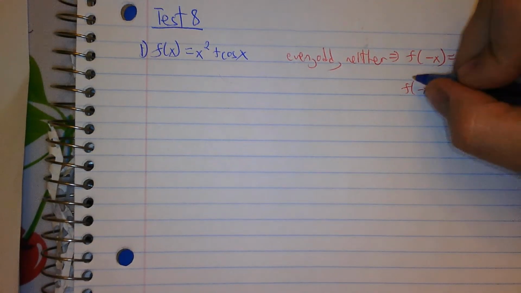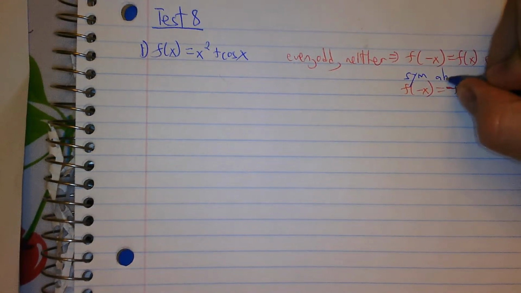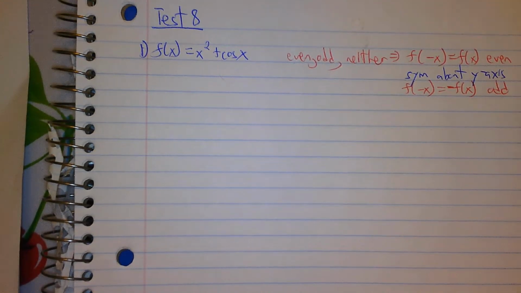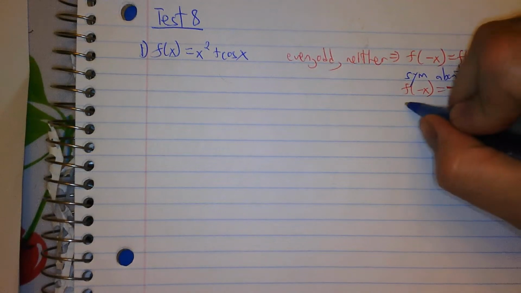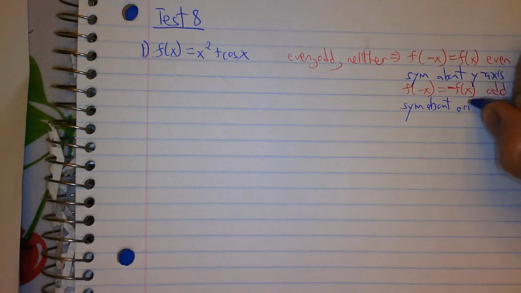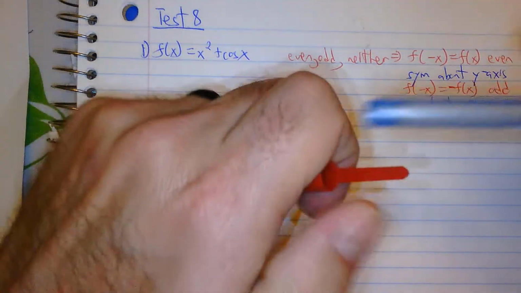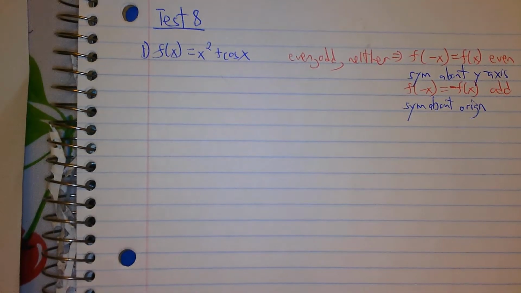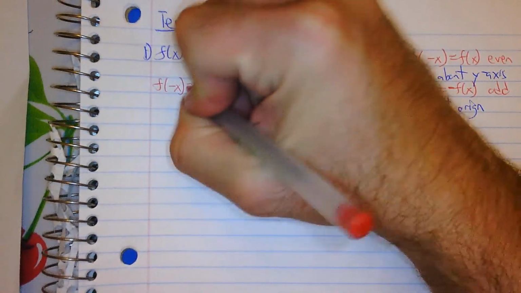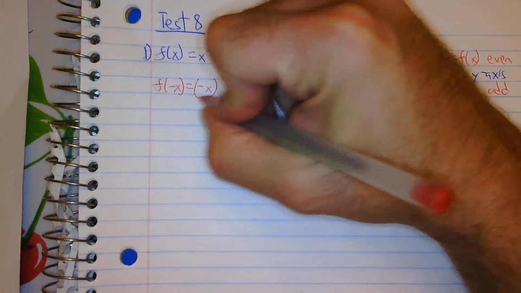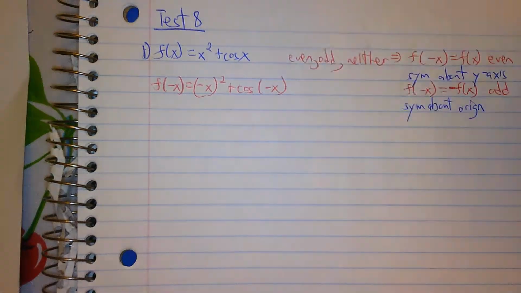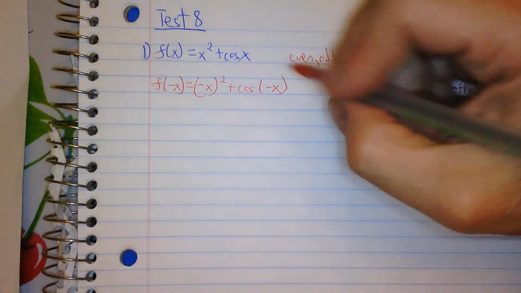If you are even, you are symmetric about the y-axis. Think cosine of x. If you're odd, you're symmetric about the origin. Think of sine of x. So we're going to just run this thing. F of negative x equals negative x squared plus cosine of negative x. All right, let's keep going.